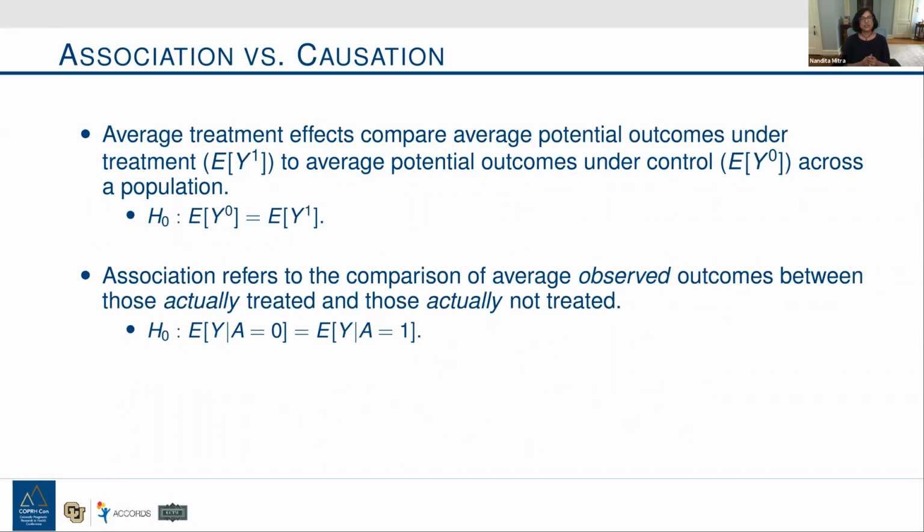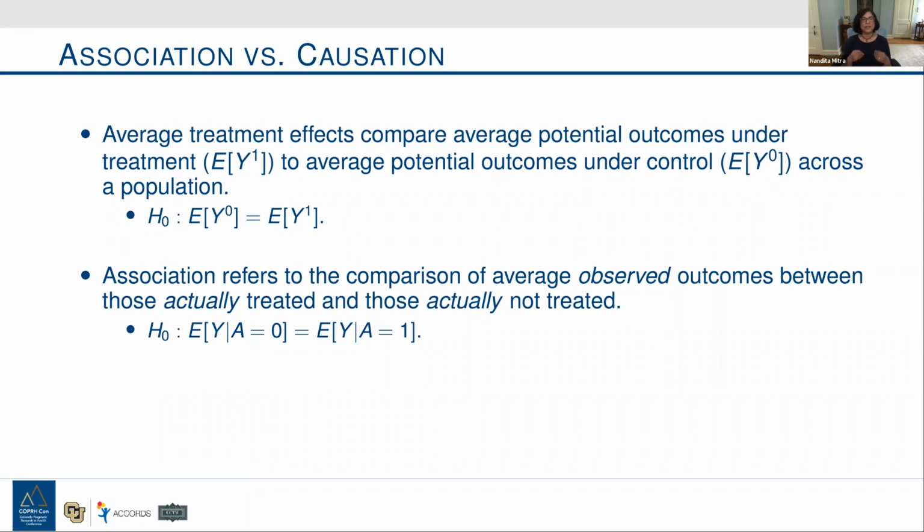So now let's get back to association versus causation. In the first bullet here, we're talking about causation, where we're estimating an average treatment effect, where you are comparing the average potential outcomes under treatment to average potential outcomes under control across a population. So this is the null hypothesis that we're testing. We're comparing potential outcomes.